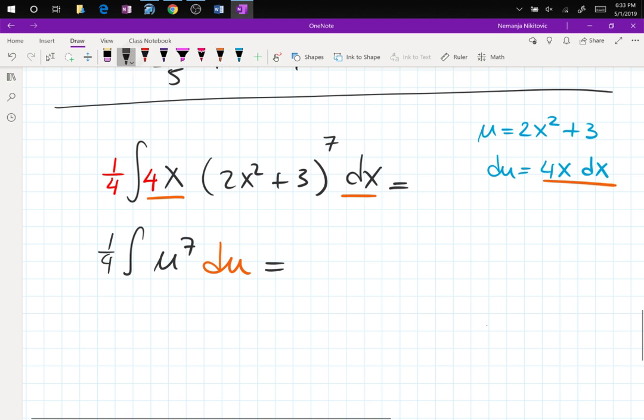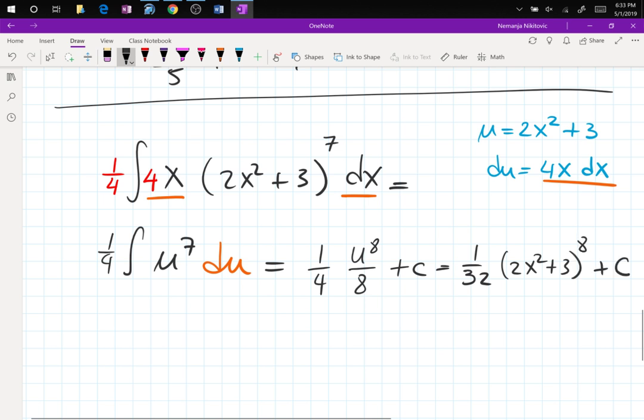So now it's 1/4 u to the 8 over 8 plus c, 1 over 32. I don't care about u, I care about the x, which is 2x squared plus 3 to the 8 plus c. So please make sure you don't leave it in u variable.